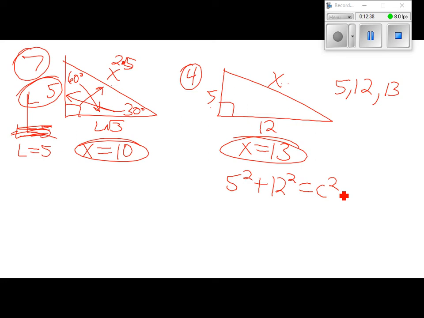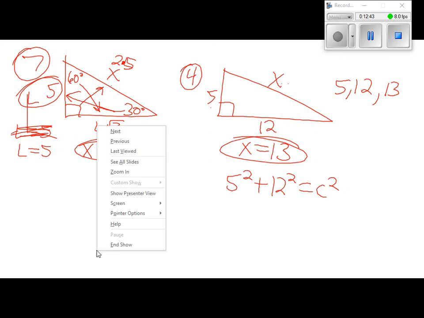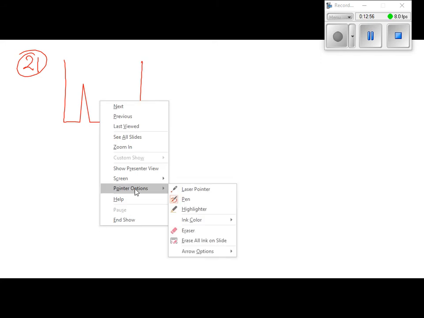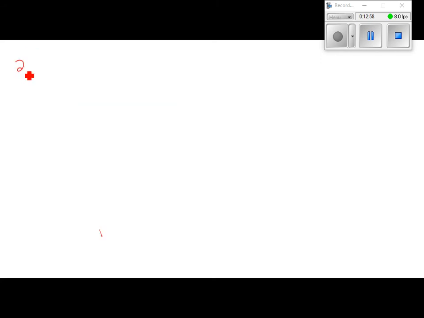The next one, number 21. Problem 21. They give us a rectangle, and in this rectangle they've got a diagonal drawn in. They tell us this angle is 60, this side's 12, and this is a right angle. Well, if that's 60 degrees, this has to be 30 degrees. And so we have a 30, 60, 90.